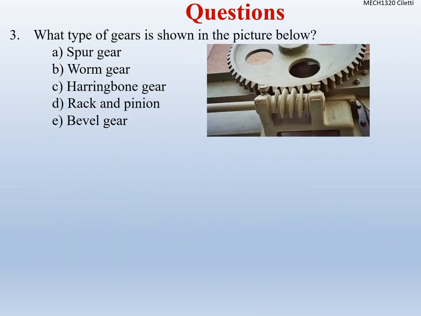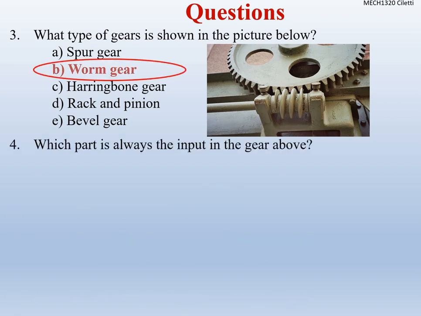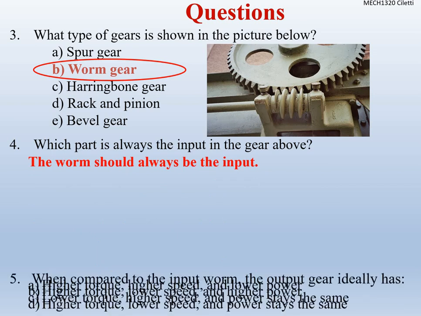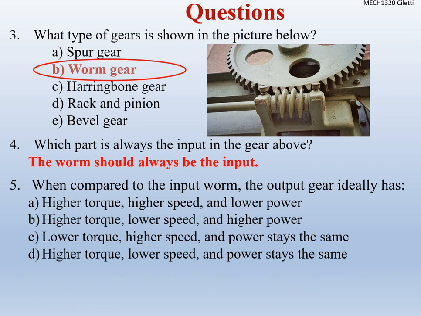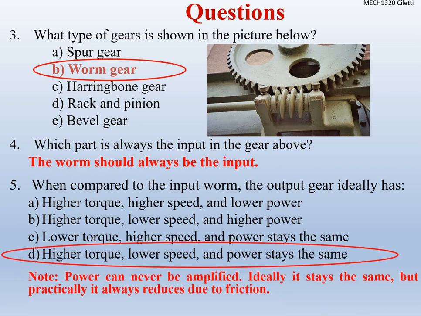All right, let's take a look here. What type of gear is shown in the picture below? A spur gear, worm gear, herringbone gear, rack and pinion, or bevel gear. If you said worm gear, you are correct. Which part is always the input in the gear above? Remember, this is important. This is also a test question. It's always the worm gear. The worm gear always has to be the input gear. When compared to the input worm, the output gear ideally has what? High torque, low speed, and power stays the same.